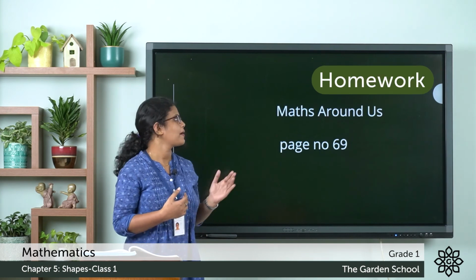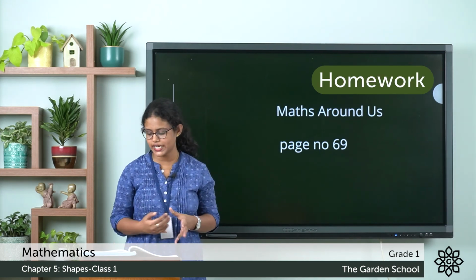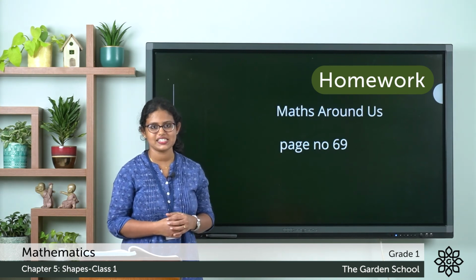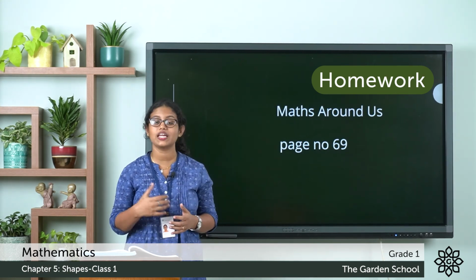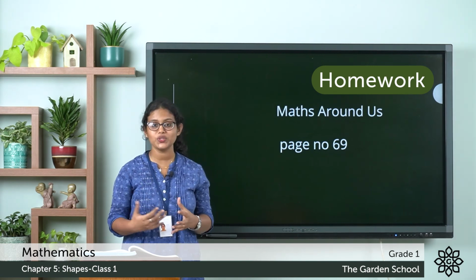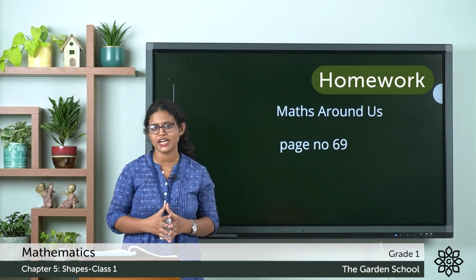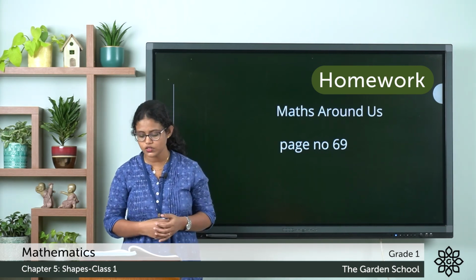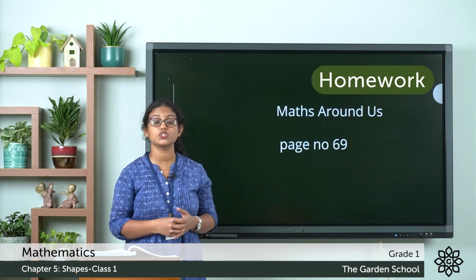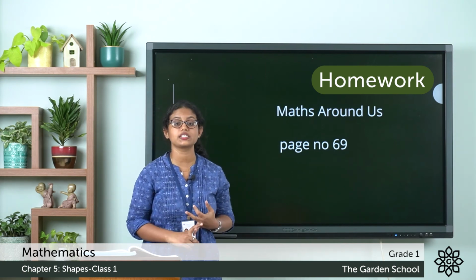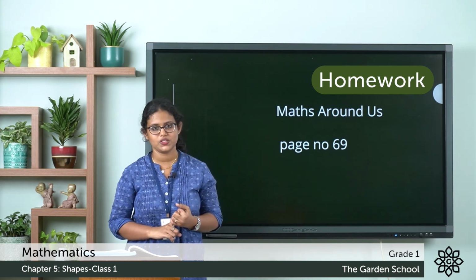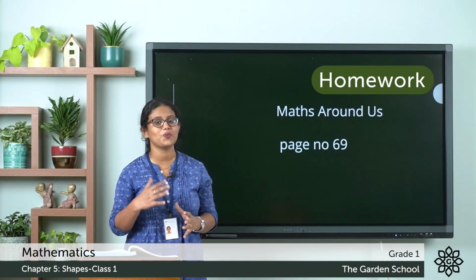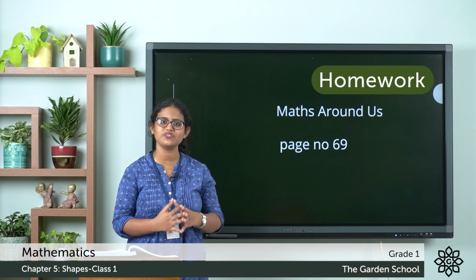Now you can take page number 69 in your textbook and you can see maps around us. So it is an activity for you. So there is a question given there. So we know that there are different shapes around us, right? So what you need to do here is you have to write any 3 things each which are in the shape of circle, rectangle and triangle. So the space is given for you to answer it. You can answer it. And once you are done, you can submit in Microsoft Teams.